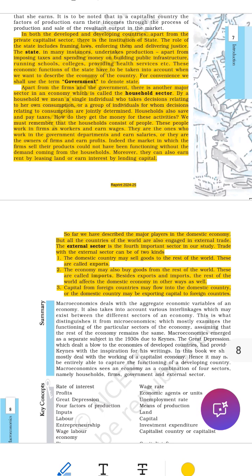Example, government says stealing is illegal. Law, police catch thieves, enforce law. Judge punishes thieves, justice. The state, in many instances, undertakes production.